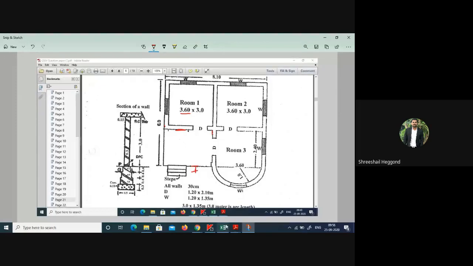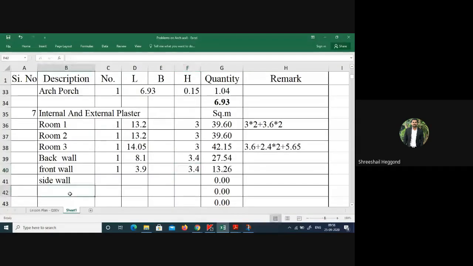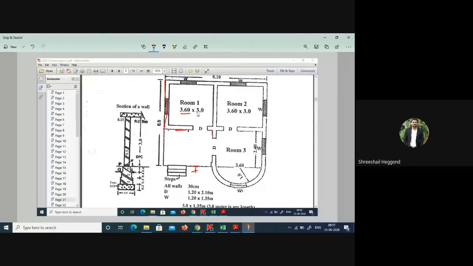And next, side wall. The side wall I'll consider for left, and next I can consider side wall for right. One number both. For left, what will be the length? That is 3 meter plus both the side one wall thickness, that will be 3.6. And up to this wall, if you are considering, that is already given, that is 6 meter. Okay, total you can consider, that is 6 meter.